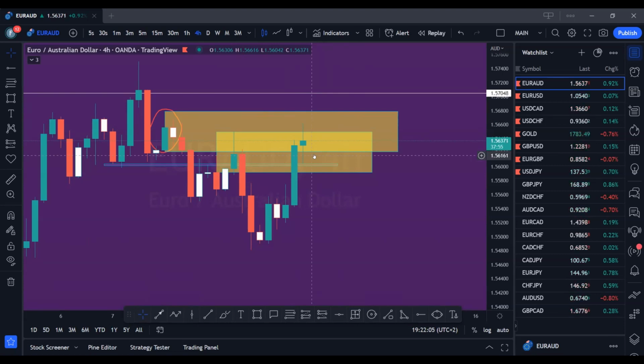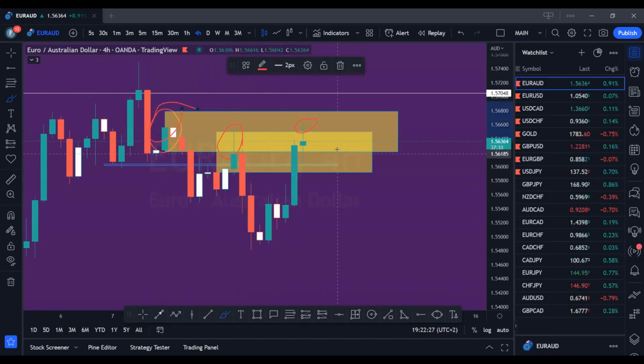This is the 4-hour chart. On the 4-hour chart, the order flow has shifted from bullish to bearish. Now we have price retracing into a supply, this supply right here. And then we are seeing this stop hunt move right here. And then price is aligning with a previous supply.